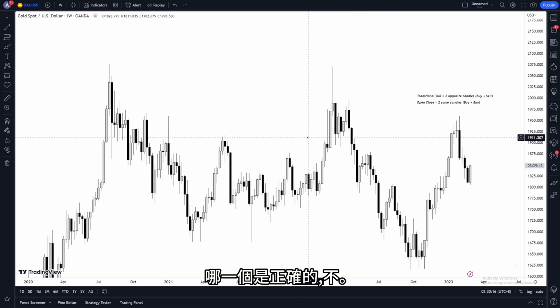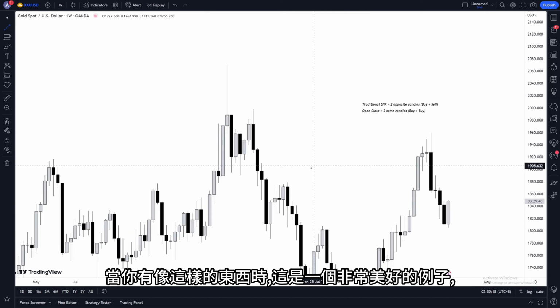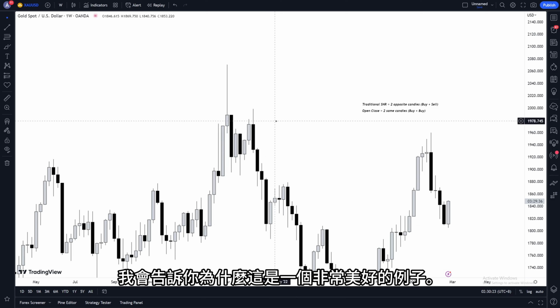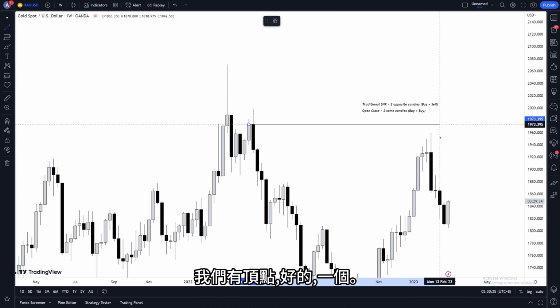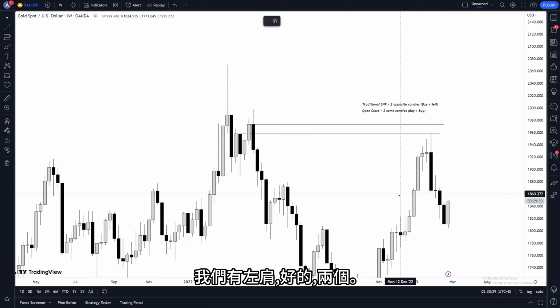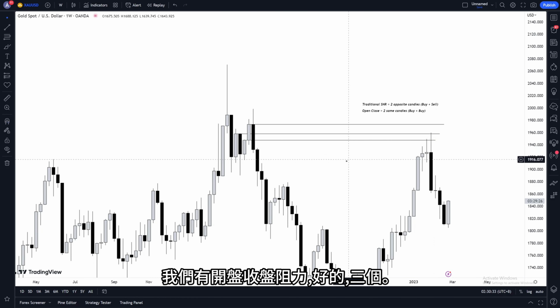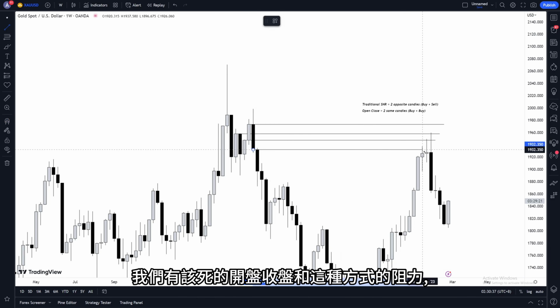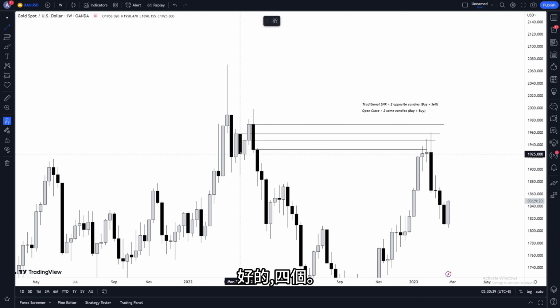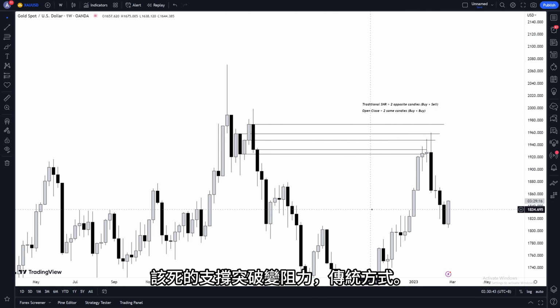Now, I want to give you guys a bit of a tip. When you have something like this, it is a very beautiful example, and I'll tell you why. We have the apex, okay, 1. We have the left shoulder, okay, 2. We have the open close resistance, okay, 3. We have the open close in this way resistance, okay, 4. We have the support break become resistance, traditional way.